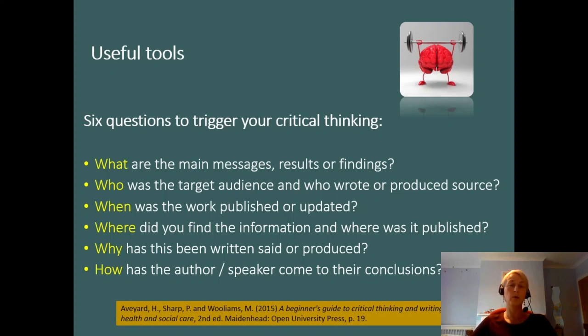So when we're looking at those articles, those sites that we've found, we're looking at what the main messages are, what the results or findings are, and who the target audience was. So who wrote or produced the source, who are they aiming it at? It might be a commercial field, it may be made for the private or public sector, we don't know yet, or for health or for education. Who commissioned it, who's it aimed at, and when was the work published or updated?